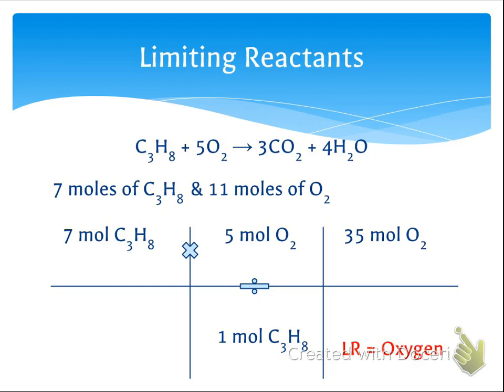And next, we're going to multiply the two top numbers. So 7 times 5 equals 35. Then we would divide it by the bottom number, which is 1. And in the end, we get 35 moles of oxygen. And going back to the original numbers, we have 11 moles of oxygen, but we need 35 moles of oxygen. In this case, we do not have enough of that reactant, so the limiting reactant is oxygen.